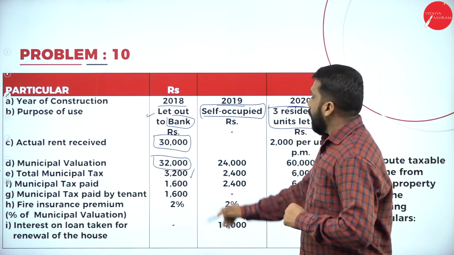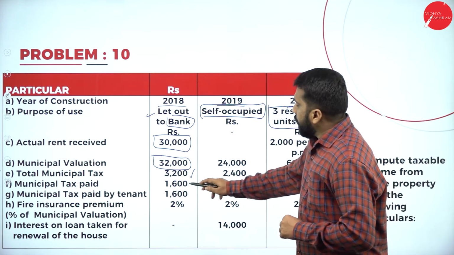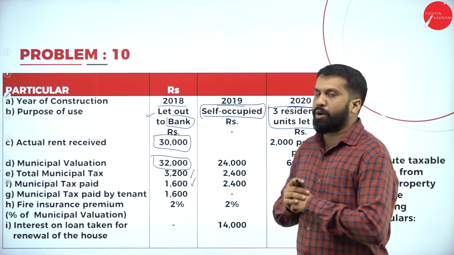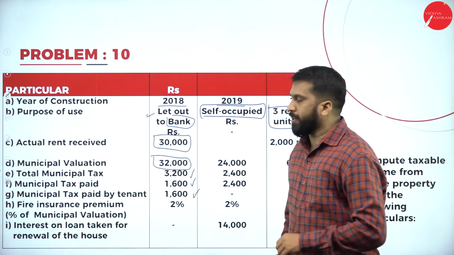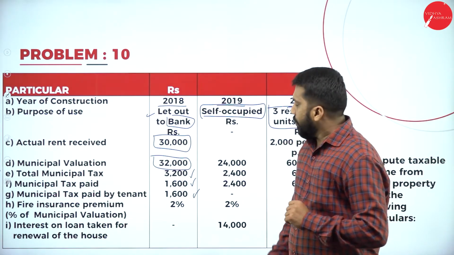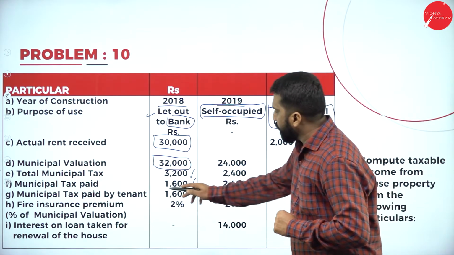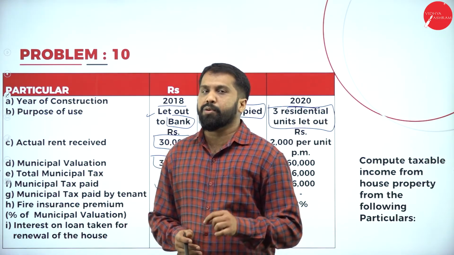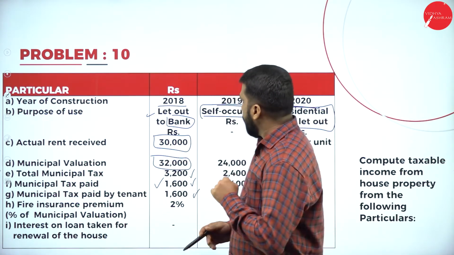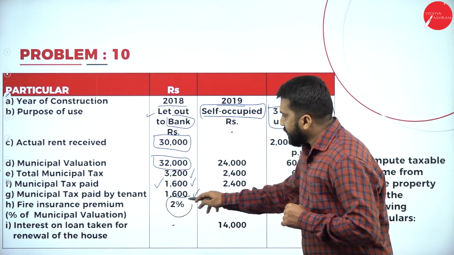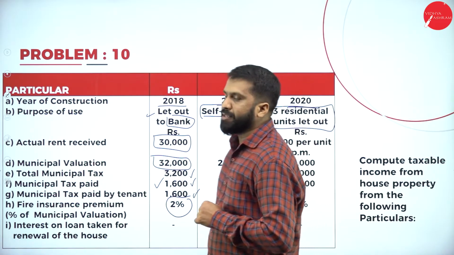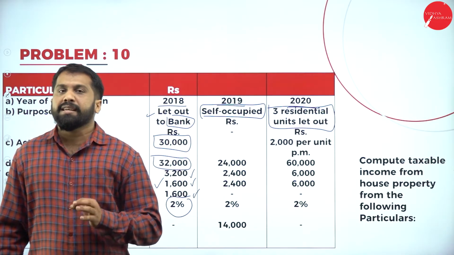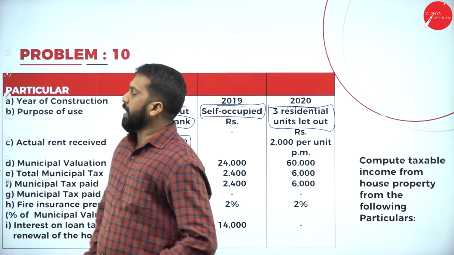3,200. But out of 3,200, 1,600 is paid by owner, 1,600 paid by tenant. Now, which one should we consider? We should consider only 1,600. Hope you're clear. Whatever expenses are made, like fire insurance, as I told you, we are not supposed to take any expenses in house property.